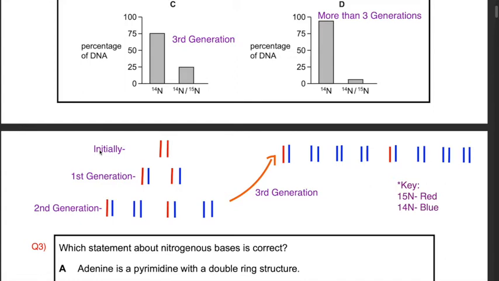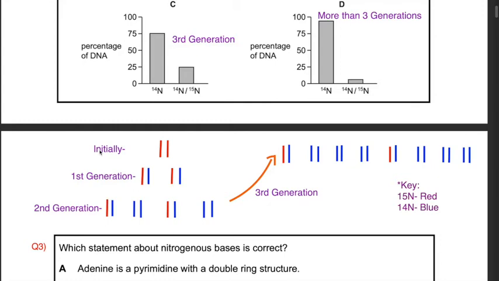Initially it would be all 15N, since it is grown in a medium containing nitrogen 15, and over here my key is that 15N is represented by red, 14N is represented by blue. So initially it is all red. One DNA molecule will consist of 2 red strands. Then after it is placed in 14N, which is represented by blue, the first generation will consist of 100% hybrid DNA, as I mentioned earlier. That is, it will have both 14N and 15N. One strand is from red, one strand is from blue. So the first generation is 100% hybrid.